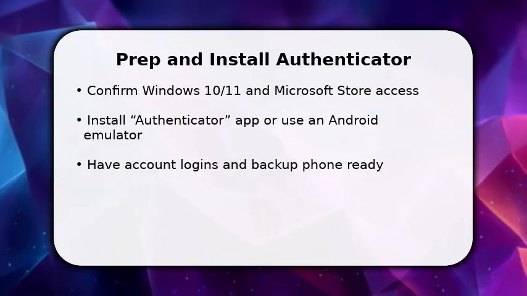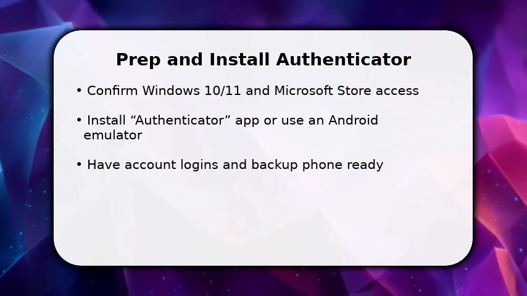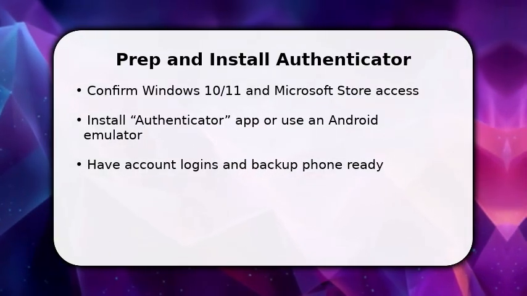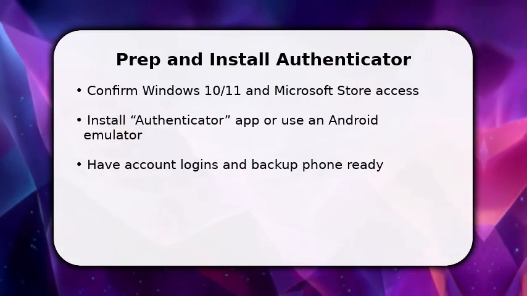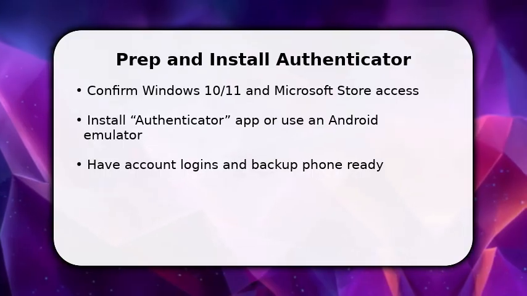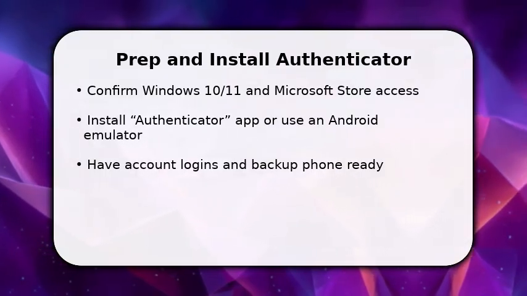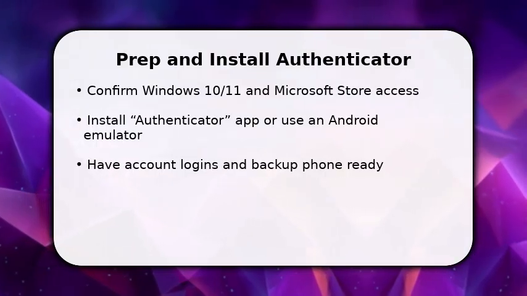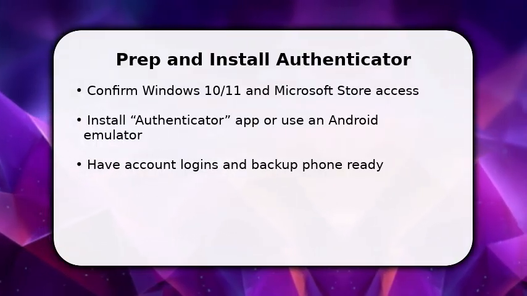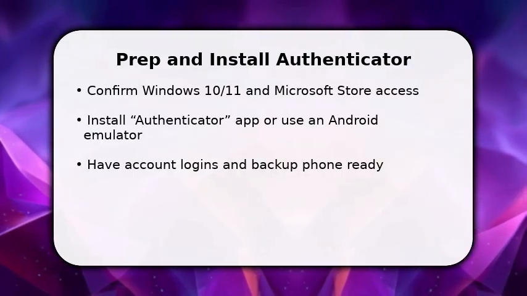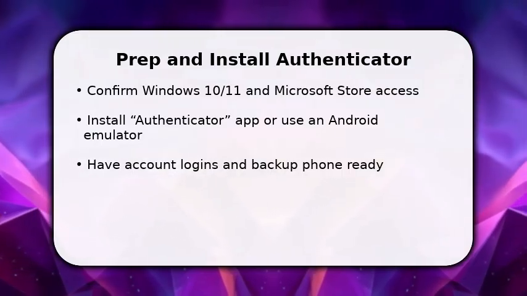You start by installing the Authenticator app on Windows or running the Android version in an emulator. Make sure Windows is updated and you can sign into the Microsoft Store. This avoids permissions issues. Once done, sign into the app with your Microsoft account or set it to work offline. Prepare the service account you'll secure, log into that site now, and open its two-step or two-factor settings so you can add a new Authenticator entry immediately.